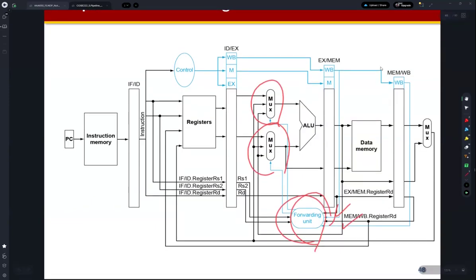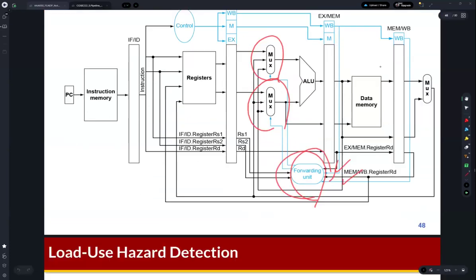In the previous class, we learned about the data forwarding unit, right? In order to improve the performance of the pipeline architecture, the CPU requires a data forwarding unit and also a data forwarding path. This data forwarding unit and data forwarding path support the data forwarding of instructions.